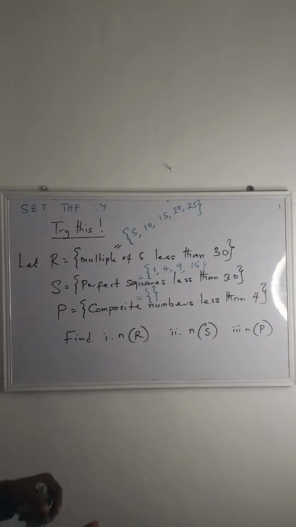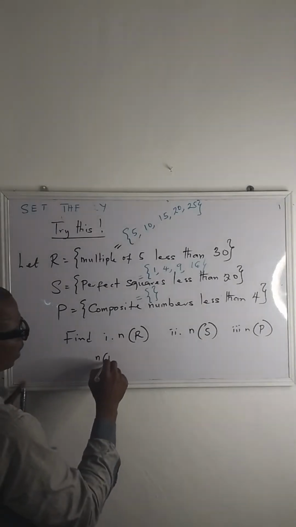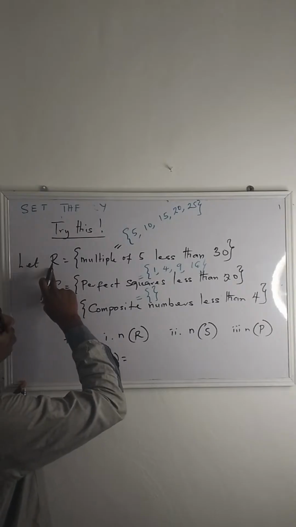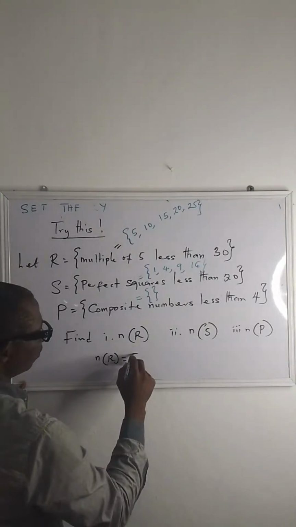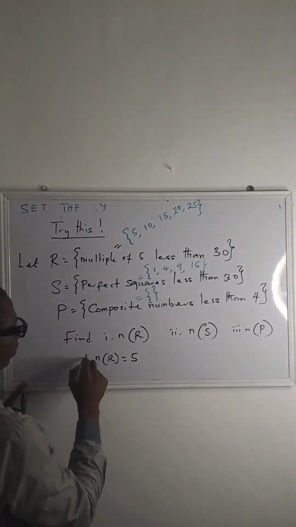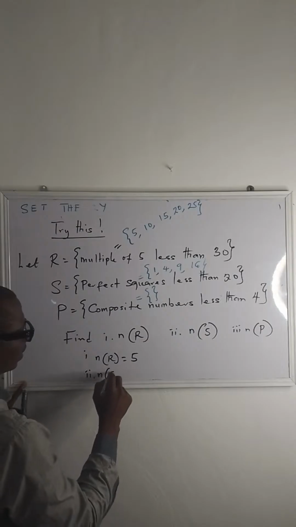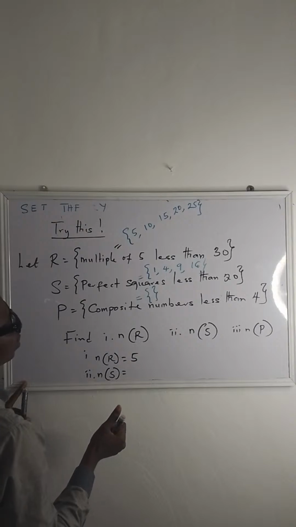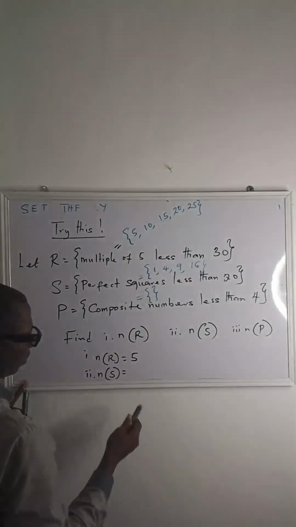Okay, so the question now wants us to find number of elements in set R. So just come down to R here and count the number of elements we have inside. We have 1, 2, 3, 4, 5. So the answer is 5. So that's the first one. Now the second one, number of elements in set S. Go to set S and count. So we have 1, 2, 3, 4. So we have 4.